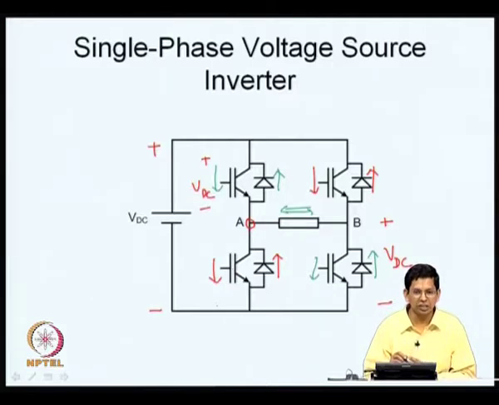One leg of the inverter is a single pole double throw switch. We have realized a single pole double throw switch as two transistors which are switched in a complementary fashion. If the top switch is on, the bottom is off and vice versa, right. So, this is a single phase voltage source inverter now.